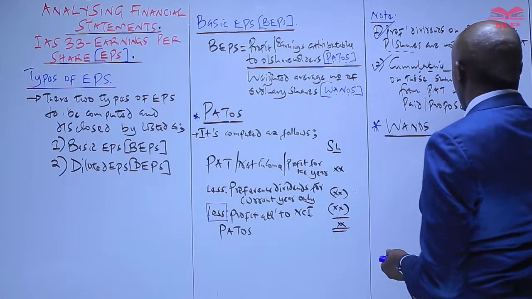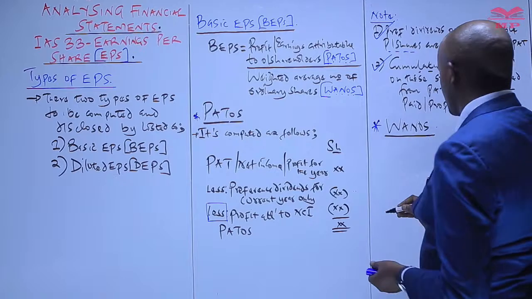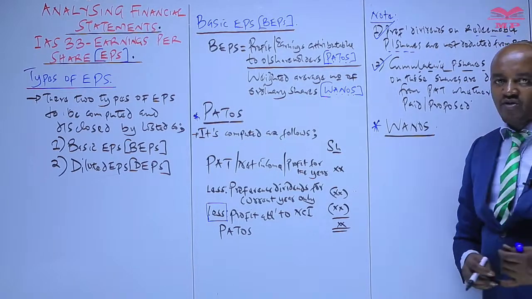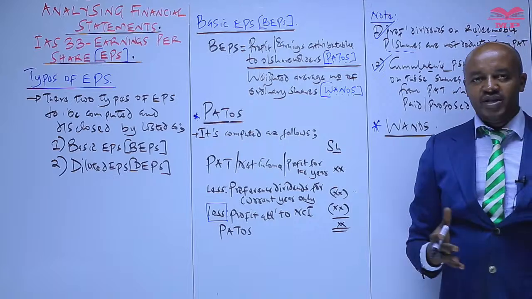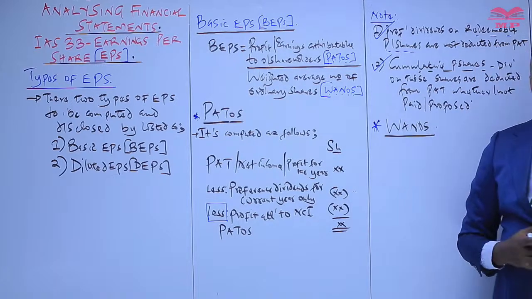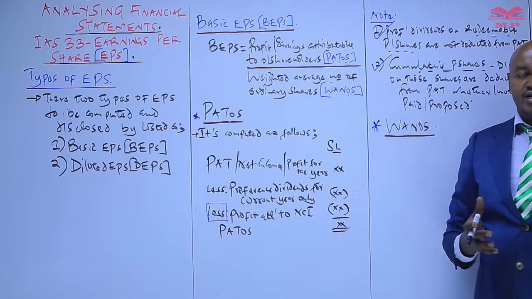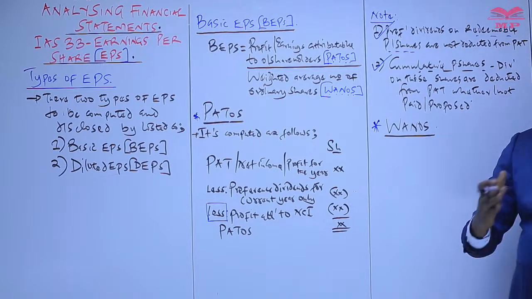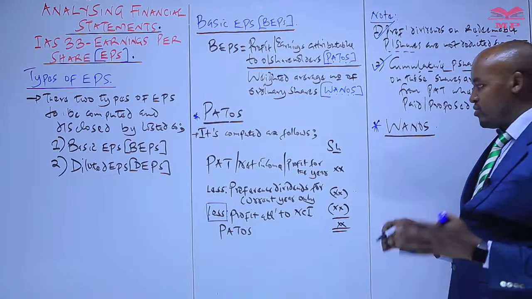Weighted average number of ordinary shares. Now this one is computed by taking into account the number of ordinary shares which were issued and fully paid at the start of the year, and then we add the other shares which the company issued during the current year. So through that you get the weighted average number of ordinary shares.